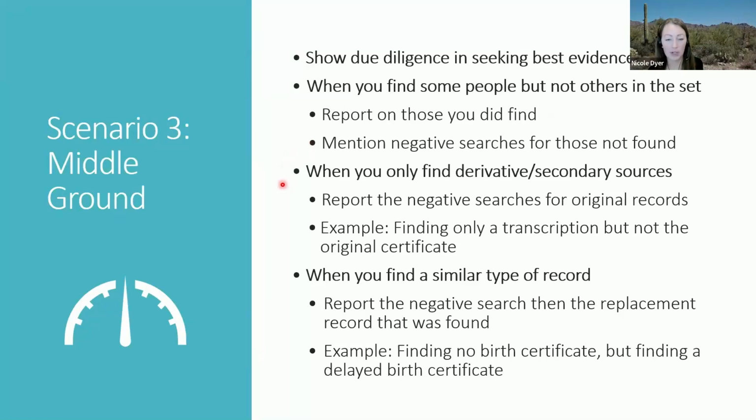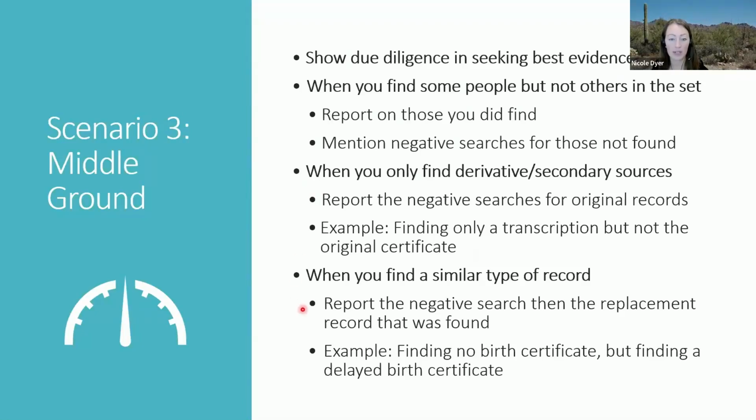Another time when you'd want to report your negative findings is when you find only derivatives or secondary sources. Derivative sources, or maybe it's an original source with secondary information, something about the source isn't perfect. You would still want to report on those negative searches. And well, so I guess it's not a negative search. So it's a positive search where you found a derivative, and then maybe you couldn't find the original. So you report on that and you say, I had a negative search for the original of this birth certificate. I only found the derivative. So you found the transcription, but not the original certificate. So I would include both the positive and negative findings for that.